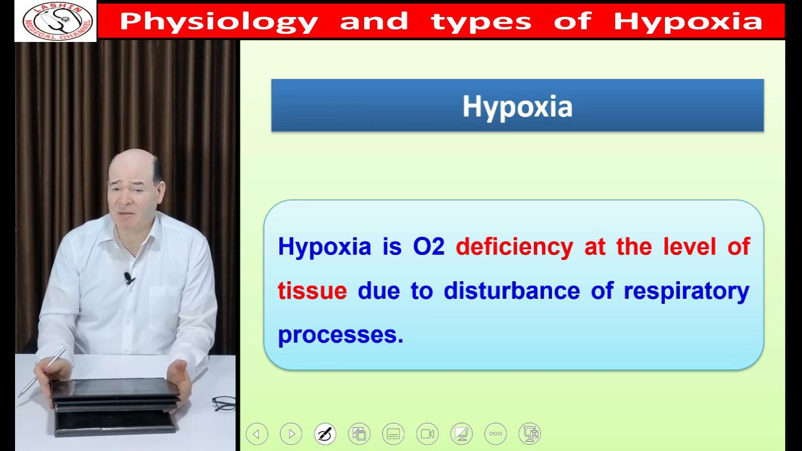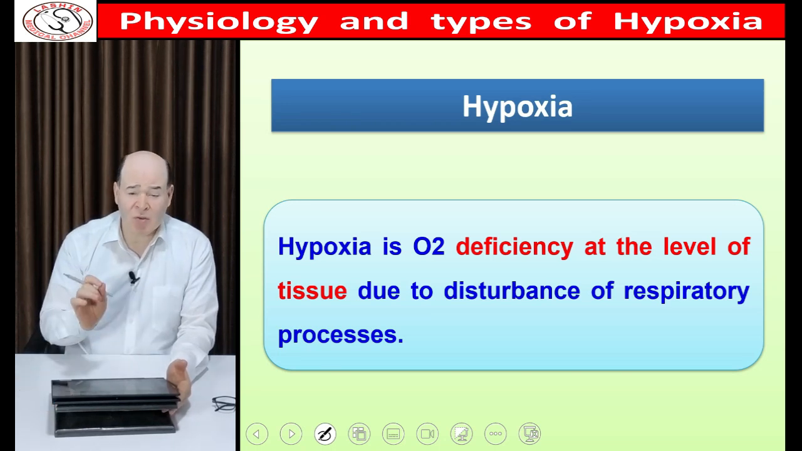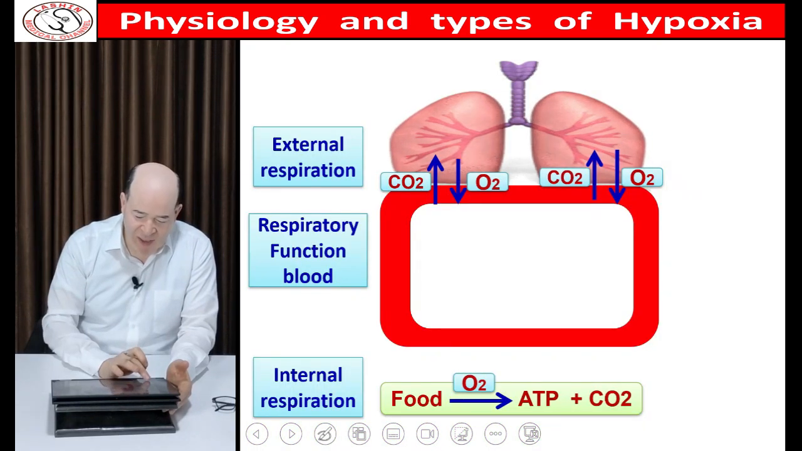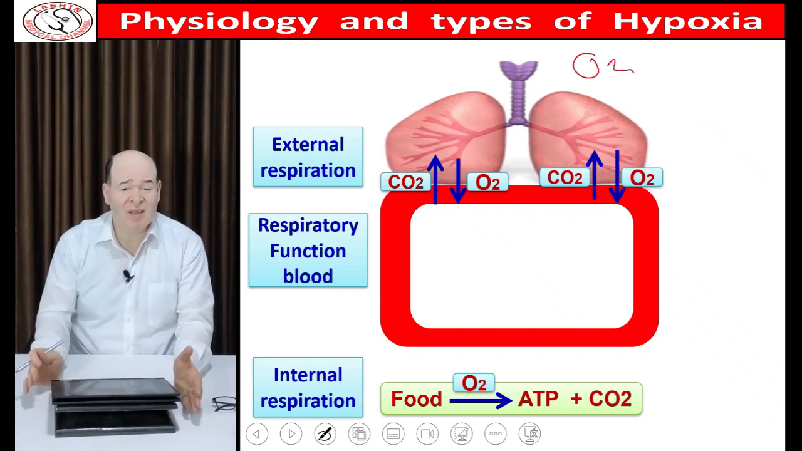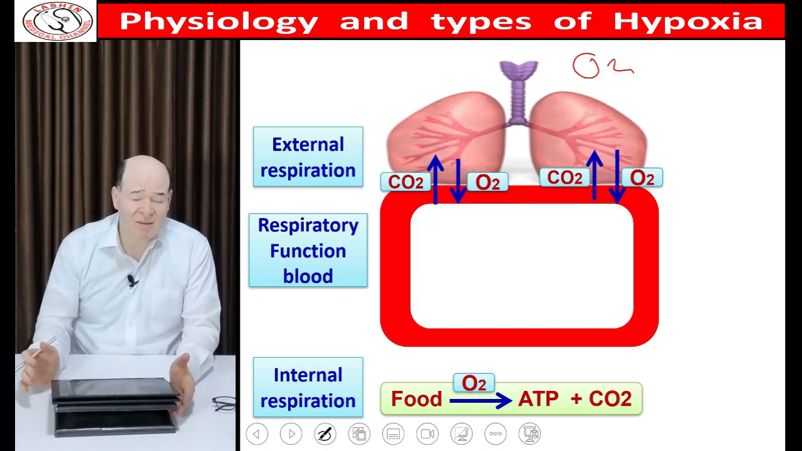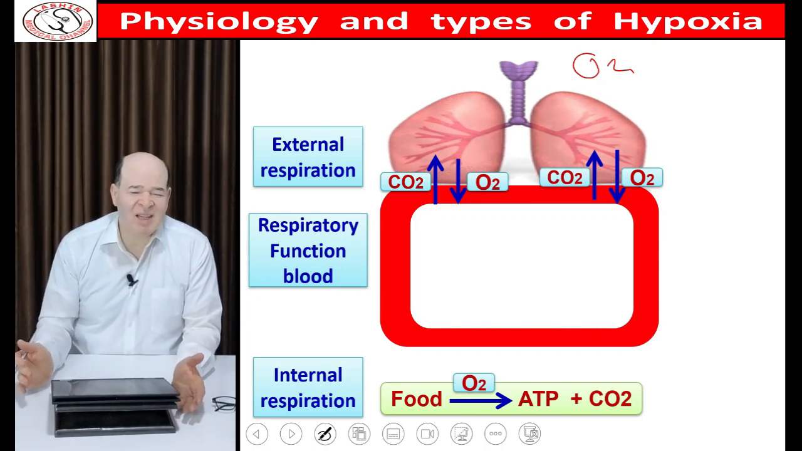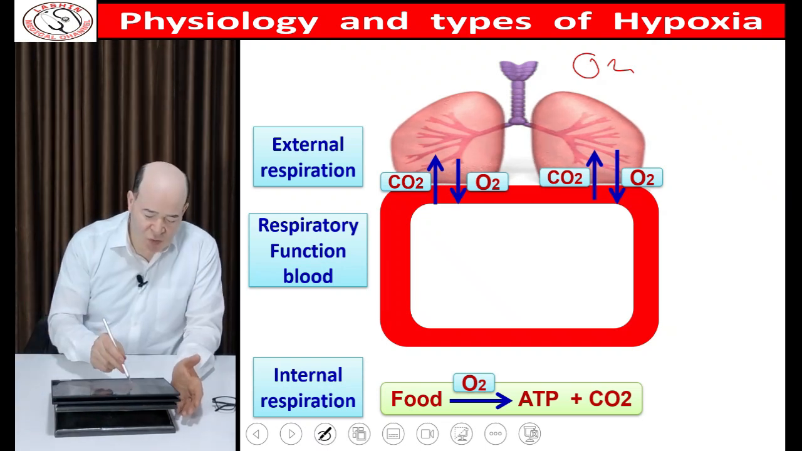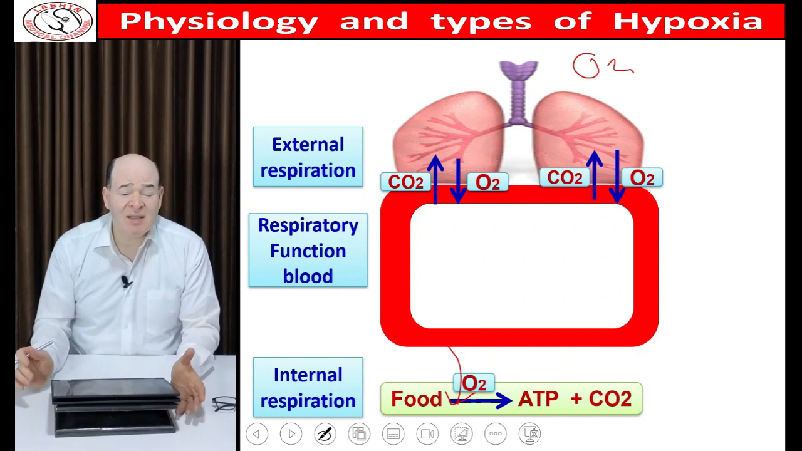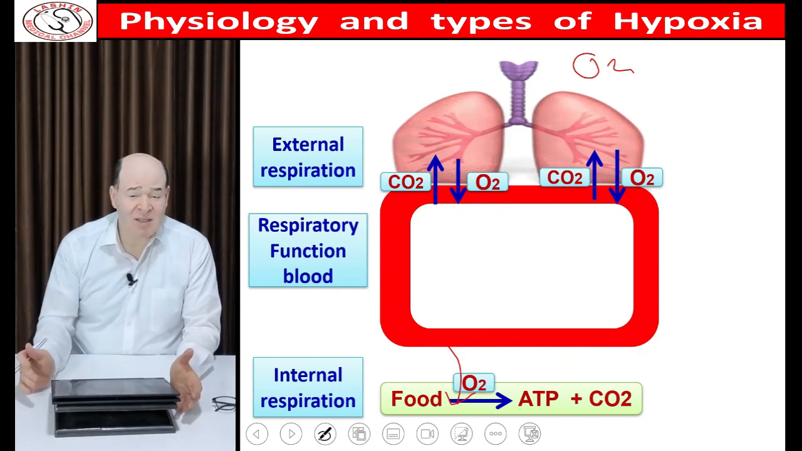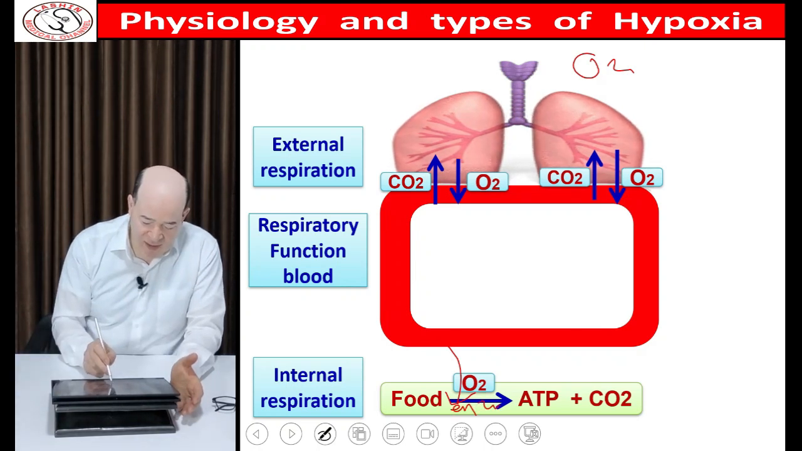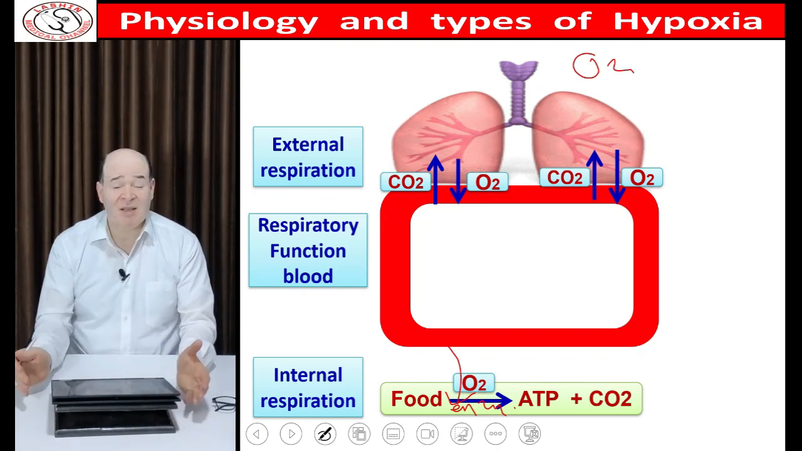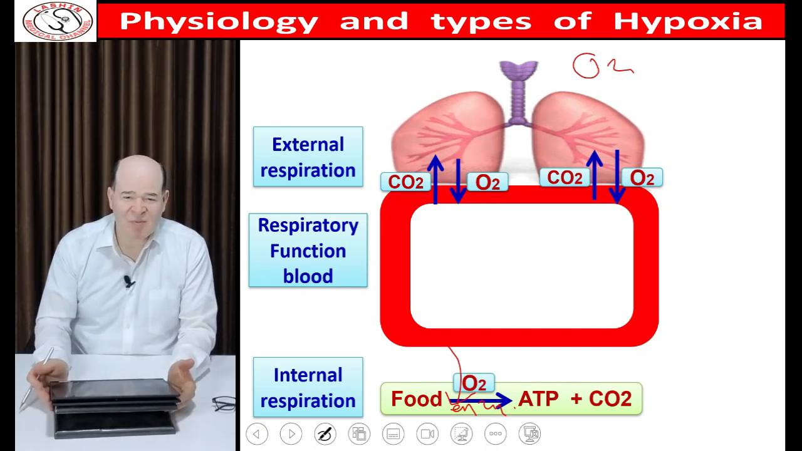Let us speak in detail about hypoxia. Hypoxia means oxygen deficiency at the level of the tissue due to a defect in the respiratory process. Under normal conditions, we extract oxygen from the atmosphere. It enters the lung through the process of ventilation. Then it is transmitted to blood via gas exchange. It is carried normally by hemoglobin to reach its final destination inside the tissues, where it is used in the process of oxidation utilizing different types of enzymes for production of ATP. This is the normal pathway of the respiratory process.